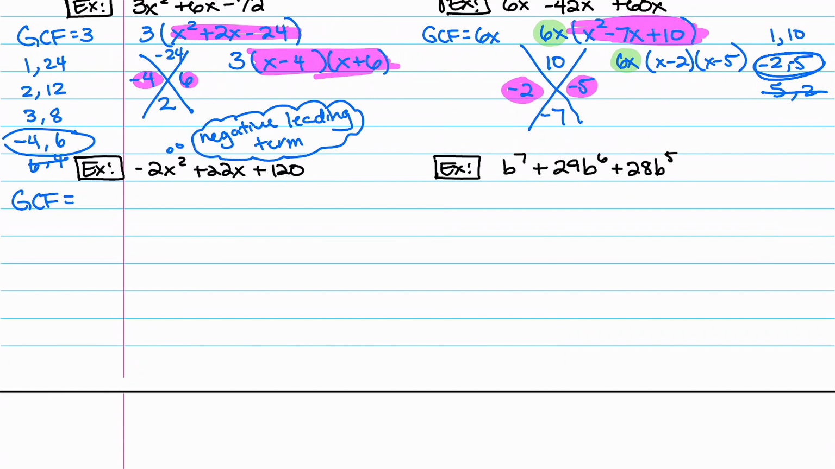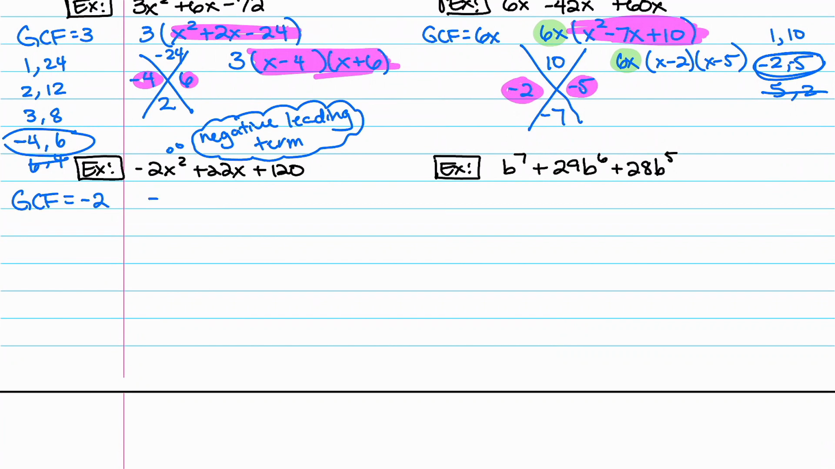So what am I going to factor out? I'm going to factor out a negative. As far as the numbers are concerned, this has a 2, that has a 22, that has 120. For sure, I can factor out a 2. I'm going to factor out a -2. And as far as x's are concerned, this has 2 of them. This has 1. This doesn't have any, so I can't take out any of those x's. All right, so I'm going to factor out a -2.